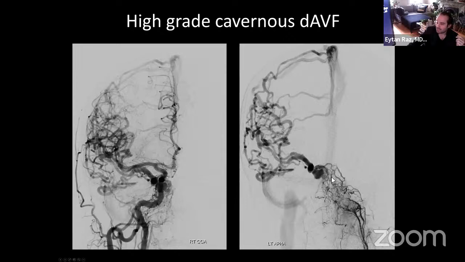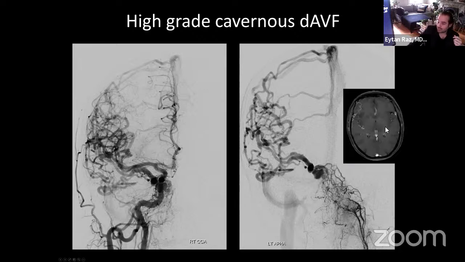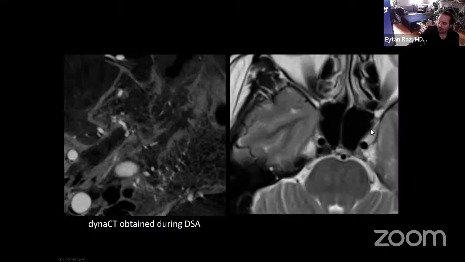And you see how the fistula drains to the deep Sylvian vein, essentially to all the right MCA, the right hemisphere, and then from there it goes to the cortical veins, to the superior sagittal sinus and the transverse sinus. So these correspond to the increased veins that you saw on the MRI.